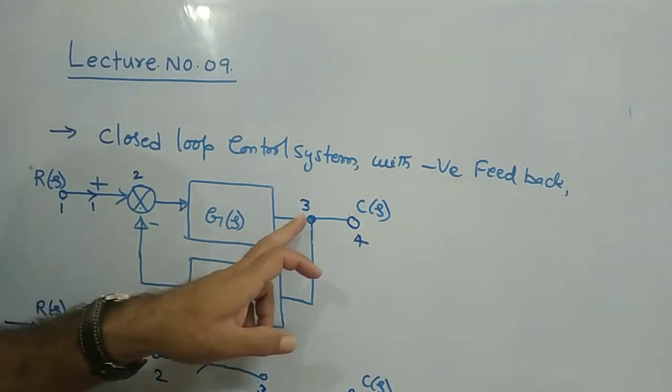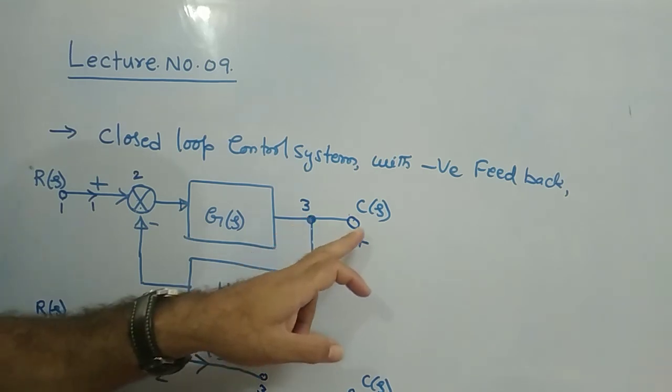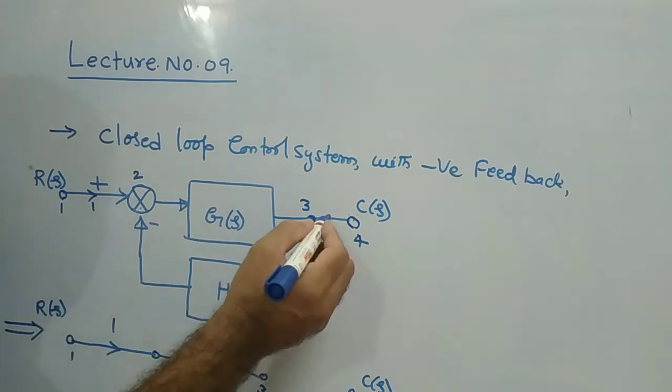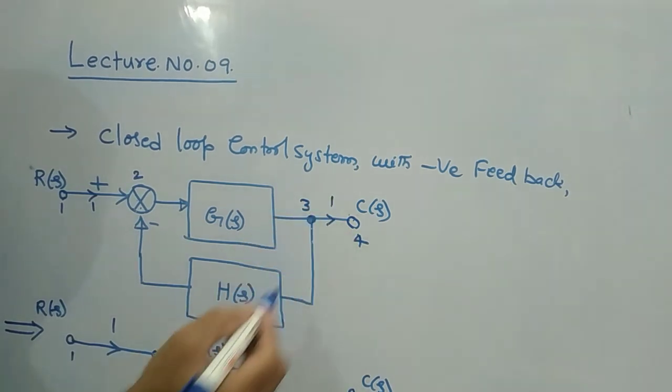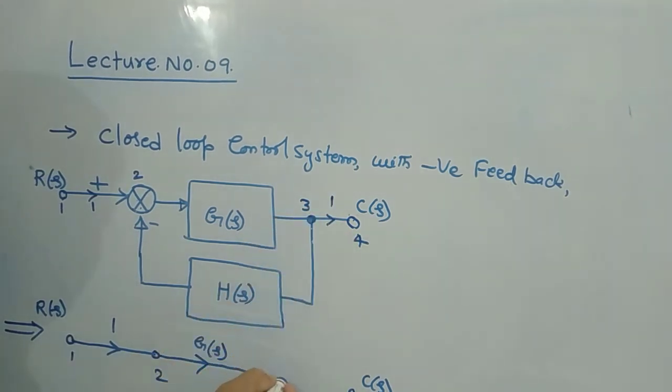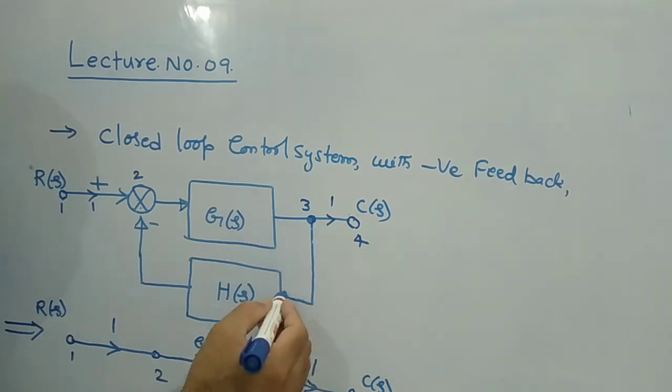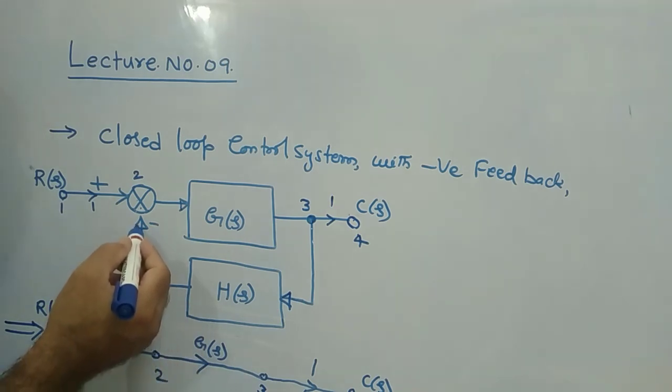And again from takeoff point 3 to node 4, it is simply a straight line, which means nothing is given, so assume that the gain must be 1. Between 3 to 4, the gain must be 1. Understood?